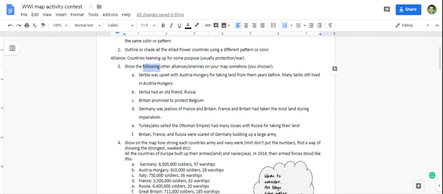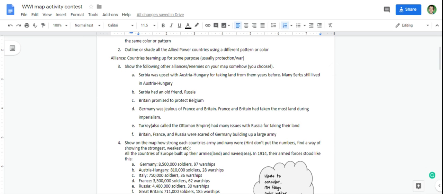And step three says all these alliances and enemies. So A, B, C, D, E, and if you have it, you might have an F. You're going to somehow show alliances and enemies. So alliances are like friends. So maybe you have a smiley face and you draw arrows between them, or a heart or something to show that they are together. And then enemies, maybe you have a gun or a tank or a frowny face.